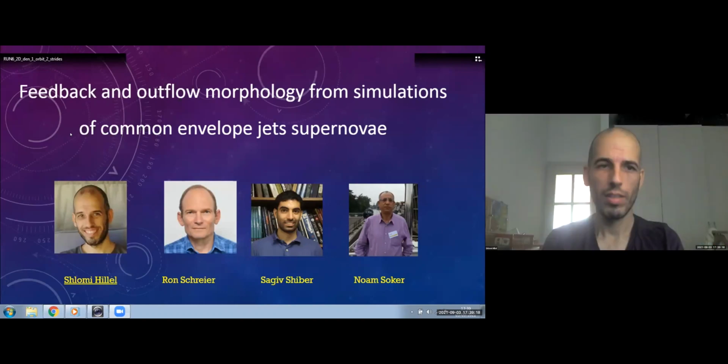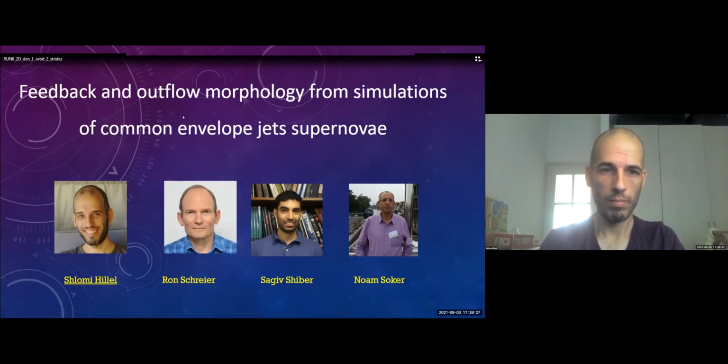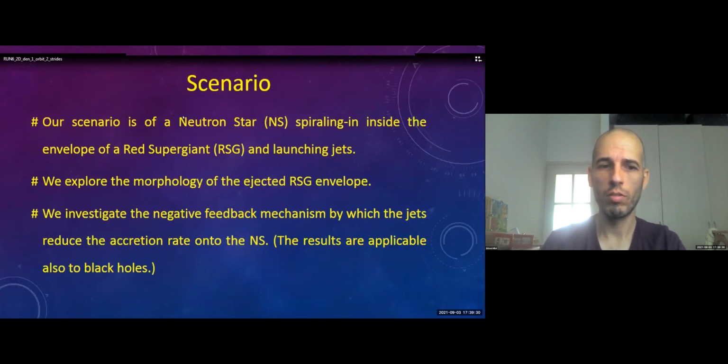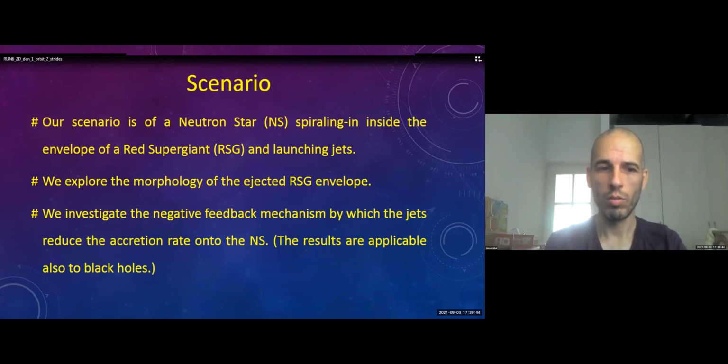Thank you. This is joint work with Ron Schreier, Sagib Shiber, and Noam Soker. The scenario in our project is of a neutron star orbiting inside the envelope of a red supergiant and launching jets. First, we explore the morphology of the ejected envelope. Second, we investigate the negative feedback mechanism, where the jets reduce the accretion rate onto the neutron star. And the results will also be applicable to black holes.